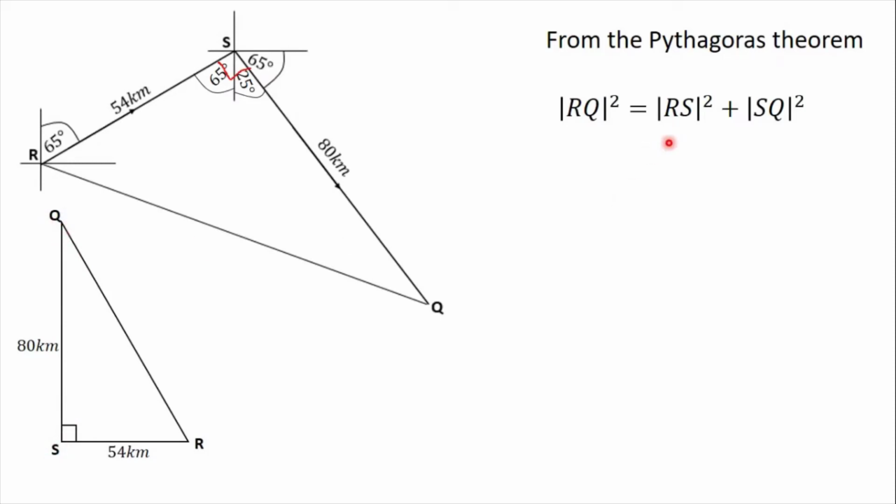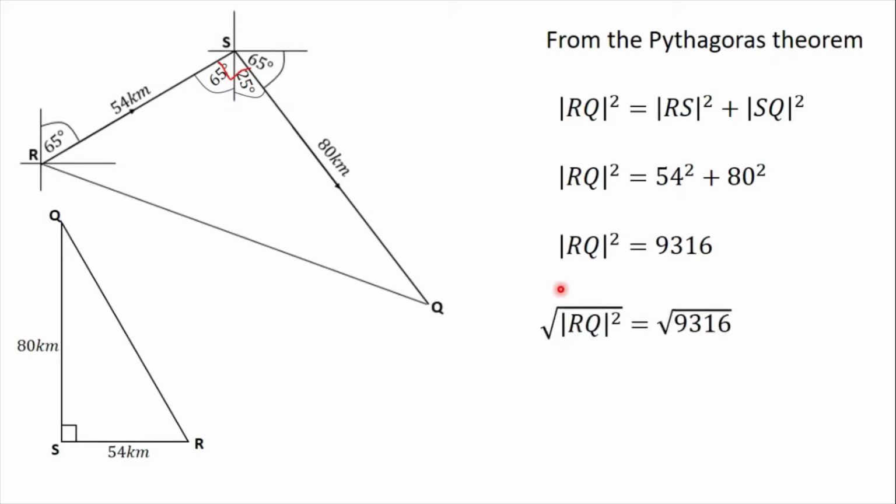Okay, so after we have been able to quote this formula, all we need to do is to substitute our values in it. We are looking for RQ. So RQ squared is equal to RS is 54, so 54 squared plus SQ, which is 80, so 80 squared. RQ squared is equal to 54 squared plus 80 squared will give us 9316. So what do you do here in order to find RQ?